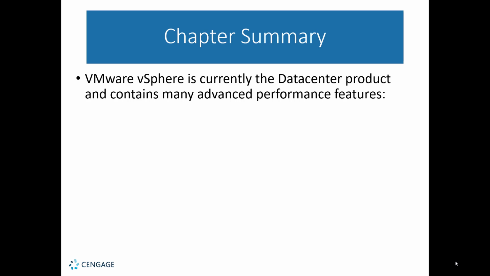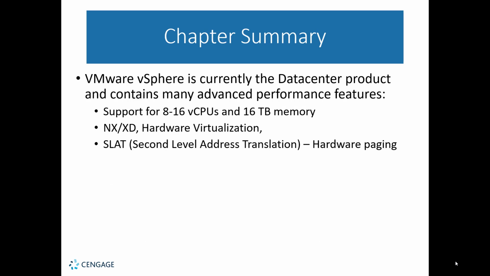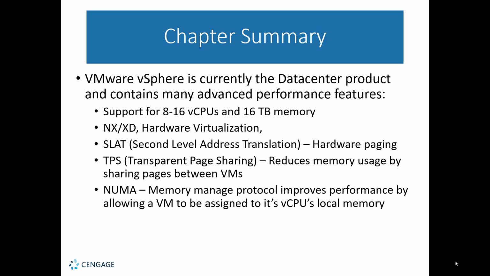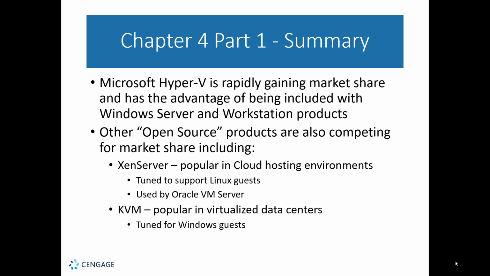VMware vSphere is currently the data center product that probably has the most advanced features, including support for 8 to 16 virtual CPUs and 16 terabytes of memory, security through NX and XD, secondary level address translation, transparent page sharing, and memory management NUMA to increase memory performance. VMware vCenter Server requires a licensed version of the vSphere ESXi hypervisor in order to provide these capabilities.